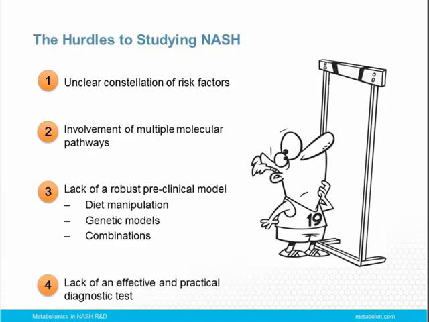So I mentioned that there are numerous hurdles to studying NASH, and we'll get into the specifics of each one in the following slides, but the basic kind of obstacles are outlined here. So we have an unclear constellation of risk factors, and this is complicated by the fact that multiple molecular pathways are involved in the onset and progression of NASH. And then when we're trying to study all of these diverse inputs, we know that there is a lack of a robust preclinical model.